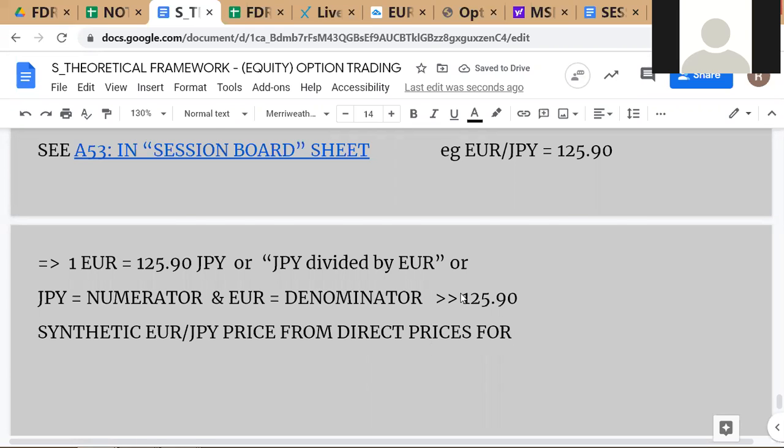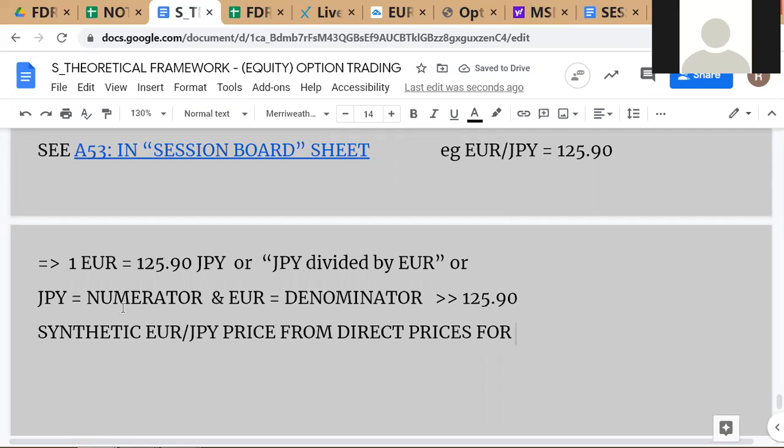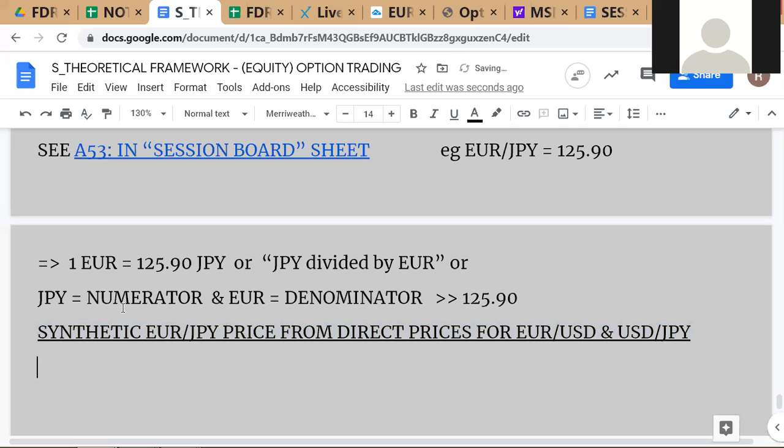What are the two that we are going to need? We need this, and we'll make the dollar cancel out. Okay, we'll make the dollar cancel out. So then we'll be left with this synthetic equivalent. This is how we're going to do it from Euro USD and USD JPY. So this is actually almost like a subtopic kind of thing. Okay, how do we do this?